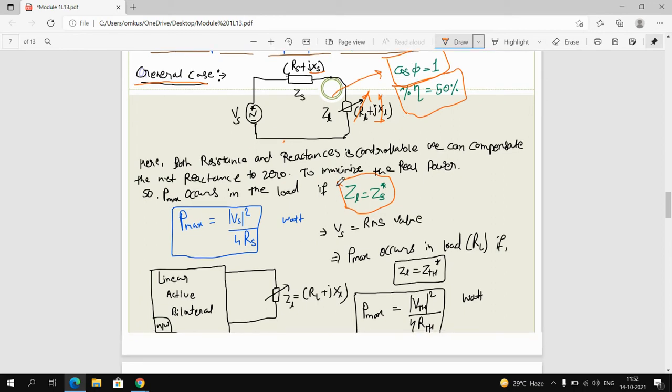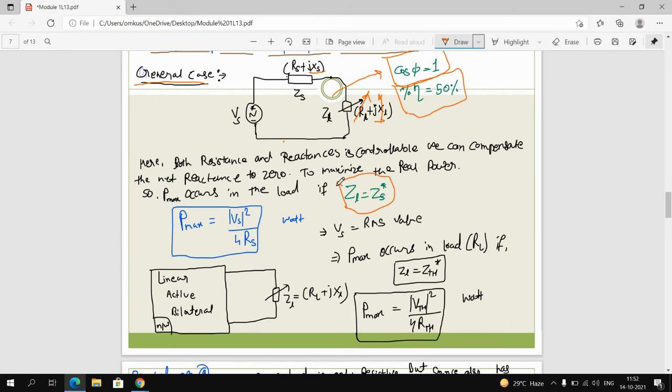Now in that case, this is a general case. So here you can directly use this formula: Pmax is equal to Vs square by 4 Rs. This is nothing but Vth square by 4 Rth. This is similar for this general case. Now see here, for calculating power you must take care that this Vth must be your RMS value, right? And the question also asks, in statement form, Pmax occurs in a load if ZL is equal to Zth.